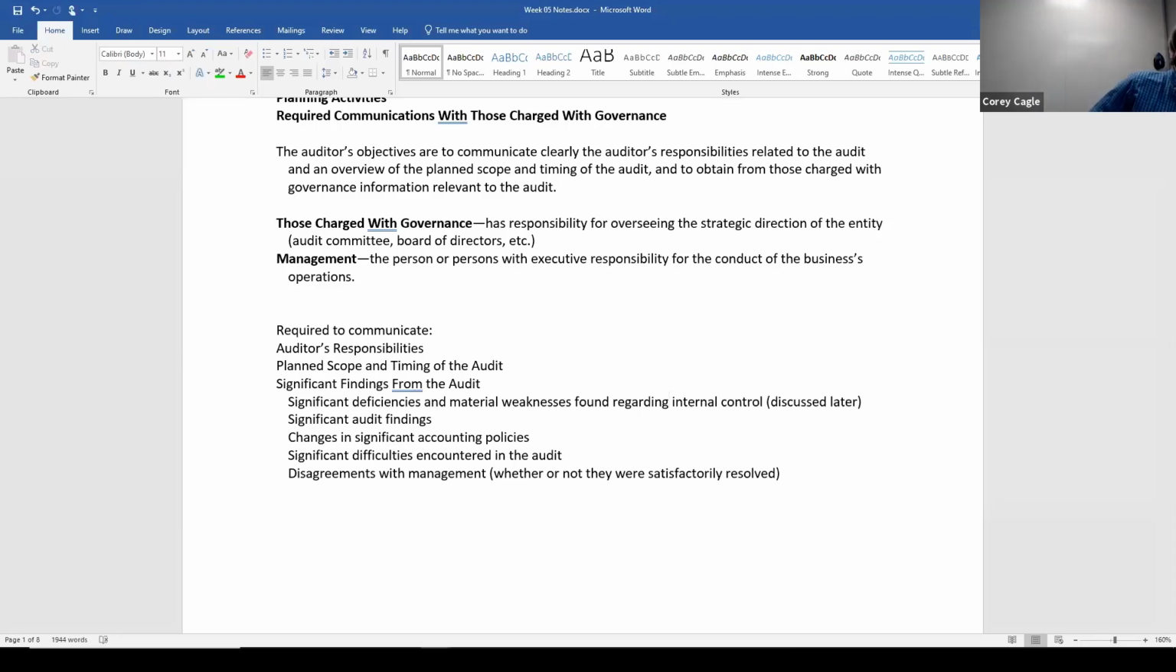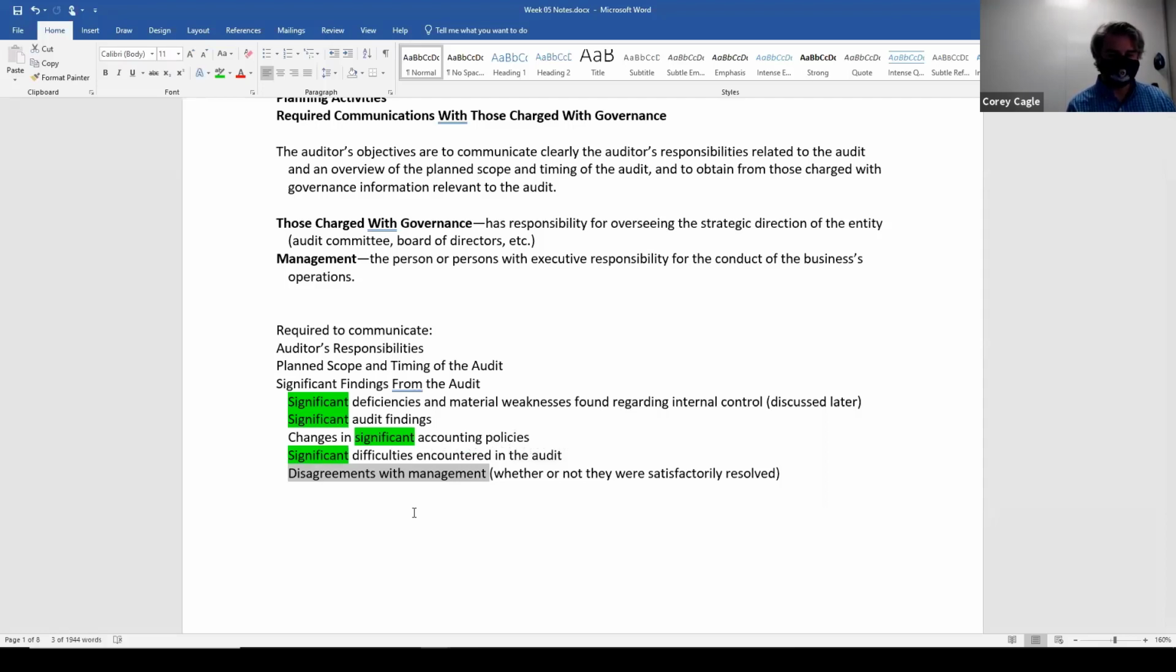Paste that from elsewhere. Significant audit findings, changes in significant accounting policies. You know what? Here's a little rule of thumb. Check this out. Significant, significant, significant, significant. Disagreements. All right, that's a good one to remember. Any disagreements with management you want to communicate.